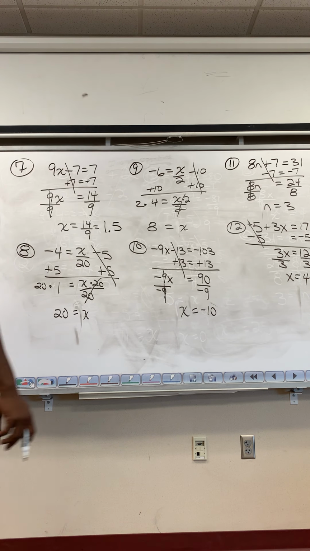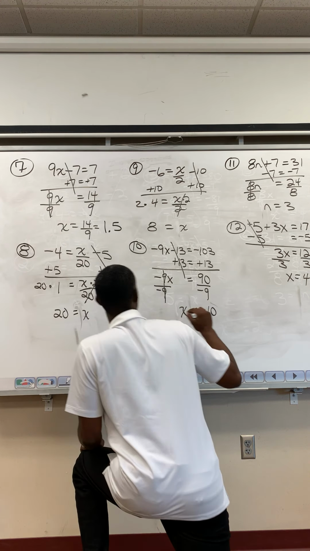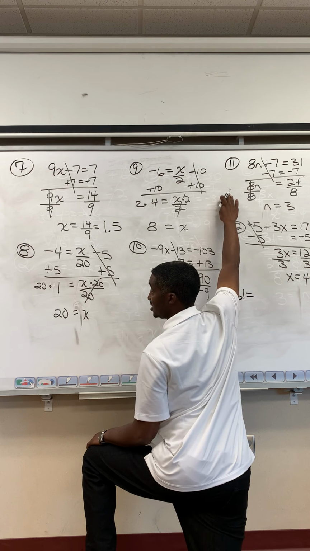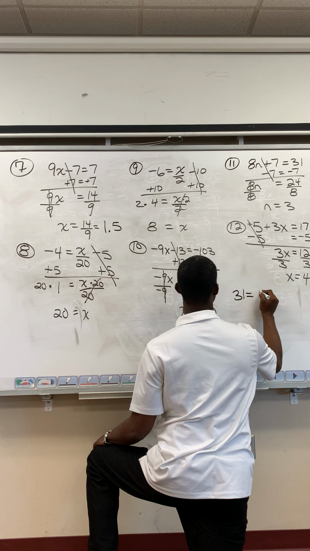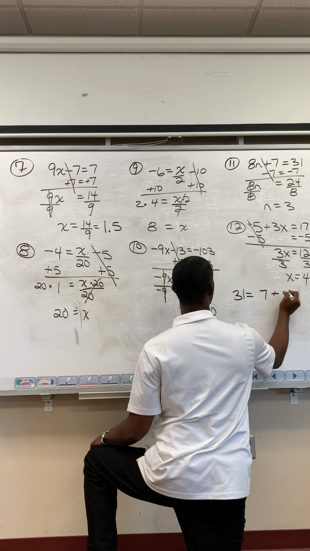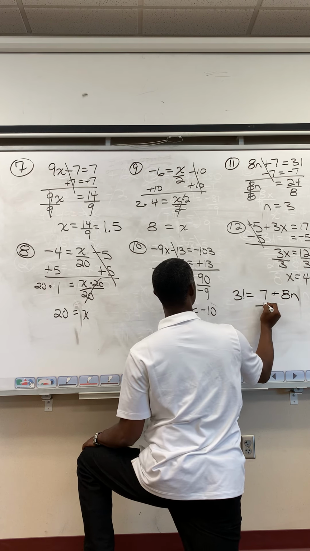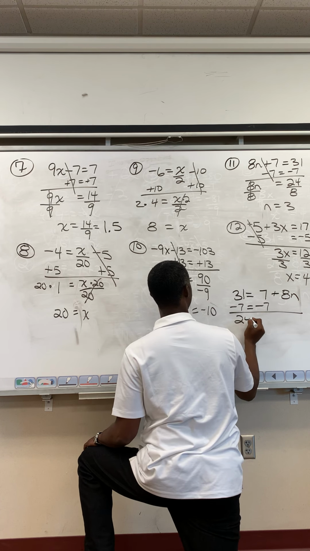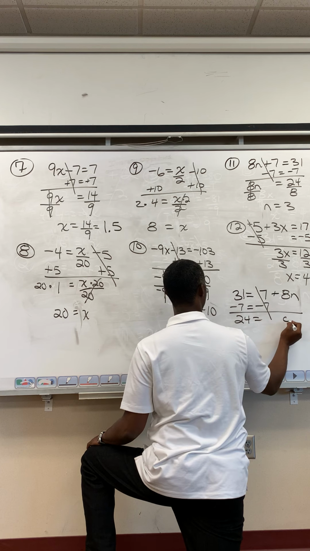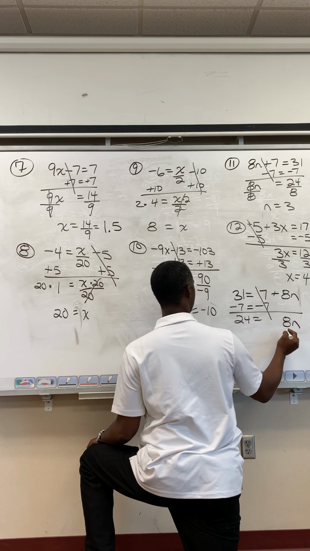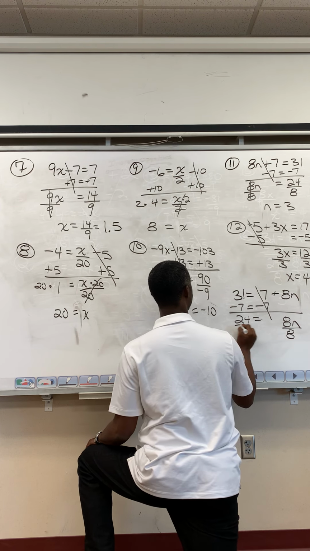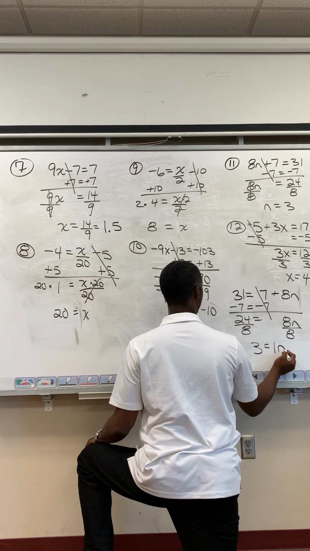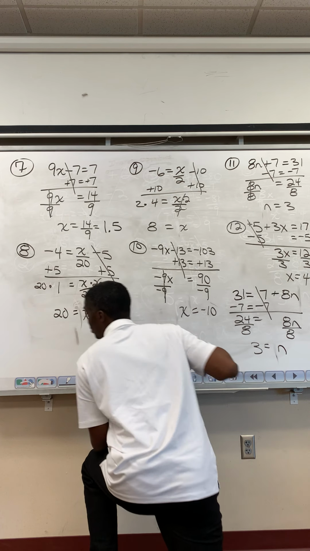And our last problem is 31 is equal to, it's really the same as number 11. I just rewrote it. It's equal to 7 plus 8n. Subtract 7 on both sides. That's going to leave us with 24 is equal to 8n. Divide both sides by 8. I'm left with 3 is equal to 1n. Take the 1 off.